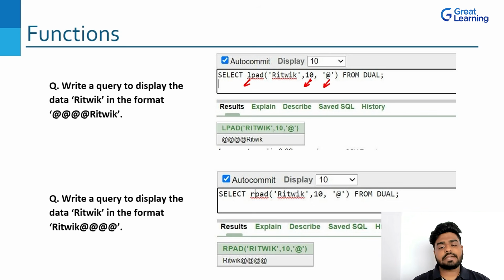Similarly, how RPAD will work: it will move the @ symbol to the right of the string and the total length of the string is 10. So this is the answer you will get. Not only @, but if you want to put any other characters or letters or symbols, you can do that with it.